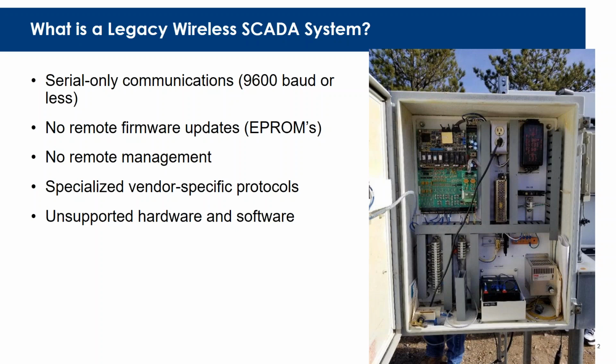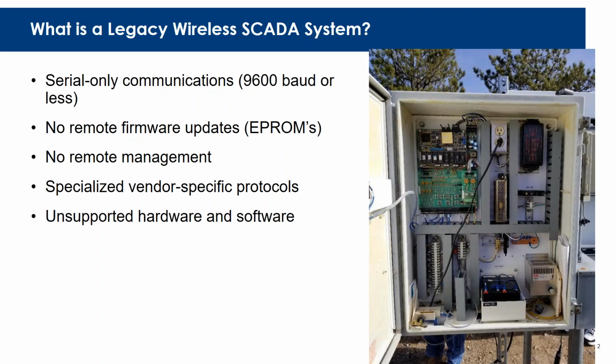And so what is a legacy wireless system? Here's a picture of one from one of our customers here in the US. What you can see here is a picture of a panel. Inside there is a radio, a PLC, some sensor interfaces, battery packs, a number of different devices there. And what they're able to do with that legacy system is serial-only communications. It's 9600 baud. You can see on that board there's some EEPROMs with handwritten paper labels.